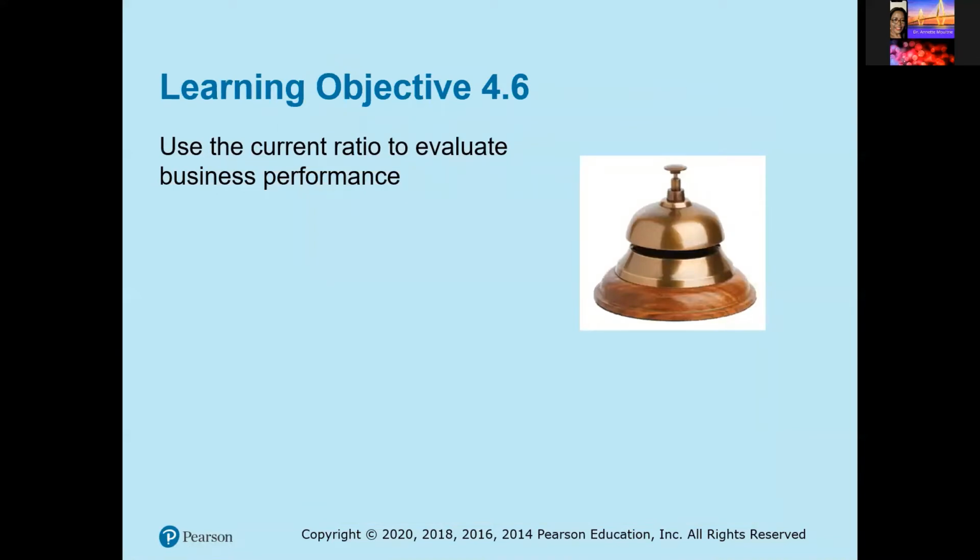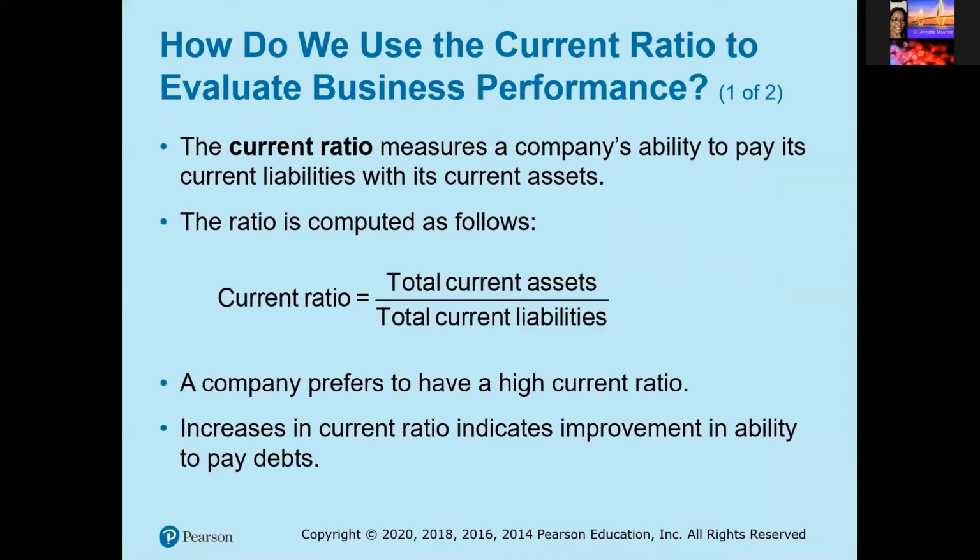Here we are, learning objective 4.6. Use the current ratio to evaluate business performance. So how do we use the current ratio to evaluate business performance? Well, the current ratio measures a company's ability to pay its current liabilities with its current assets. A company prefers to have a high current ratio, and the reason for that is because that means it has plenty of current assets to pay its current liabilities.